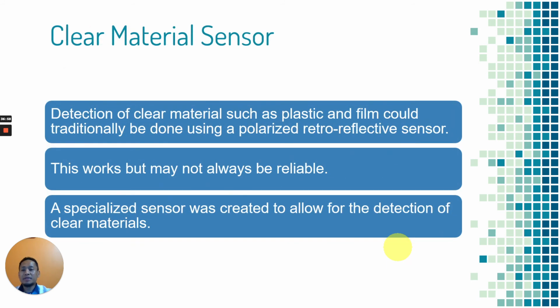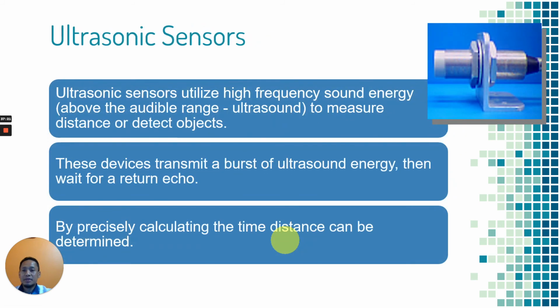Clear material sensor. The detection of clear material, such as plastic or film, traditionally could be done using a polarized retroreflective sensor. This works, but may not always be reliable. So this clear material sensor is introduced. A specialized sensor was created to allow for the detection of clear materials.